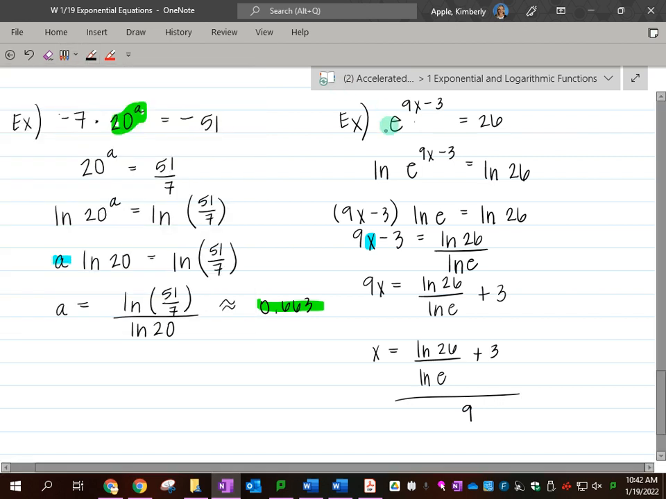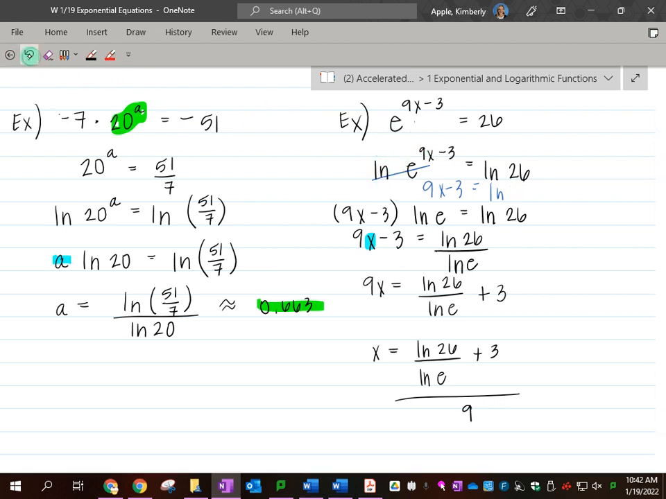A couple of different shortcuts you can take here. Number one, if you remember that the ln of e, that's an inverse, that can just immediately go away. And then we can just skip to this. You can mark that out immediately. What's the ln of e? Put it in your calculator.